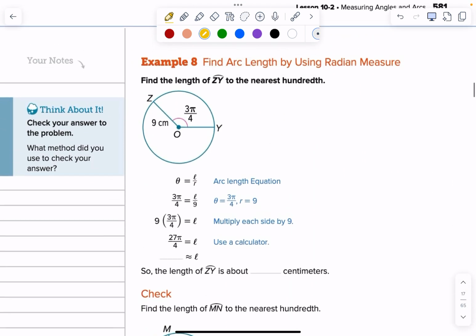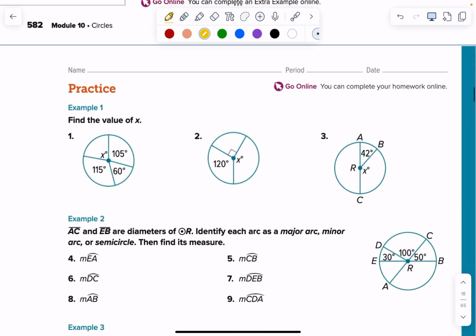I don't want to do that one either. All right, go to the homework. Homework, page 583. 1 through 11 all, call it quits. We'll do 18.